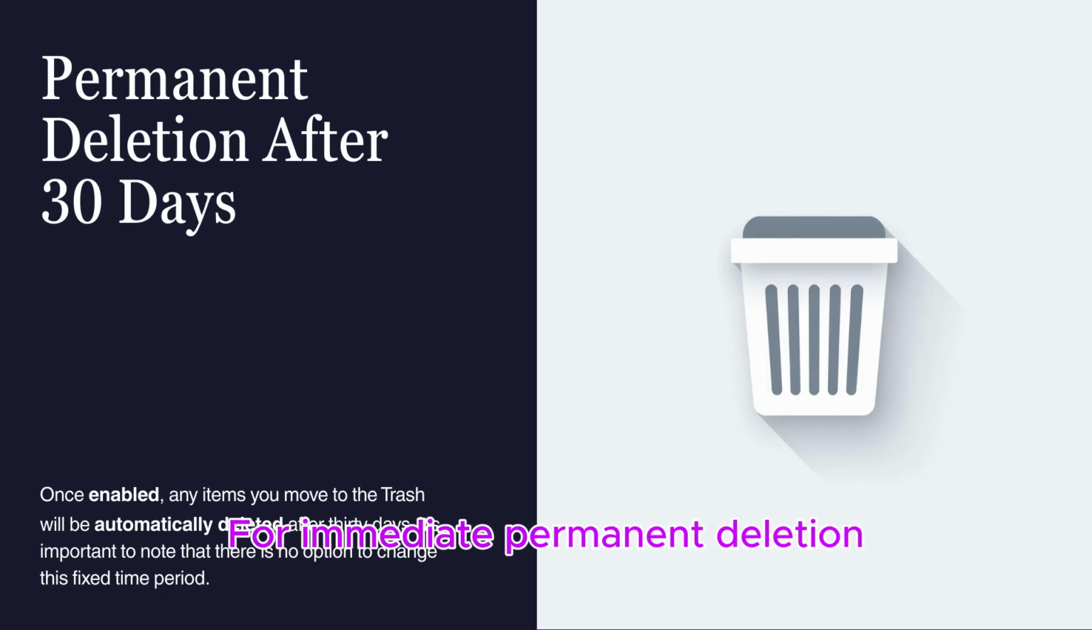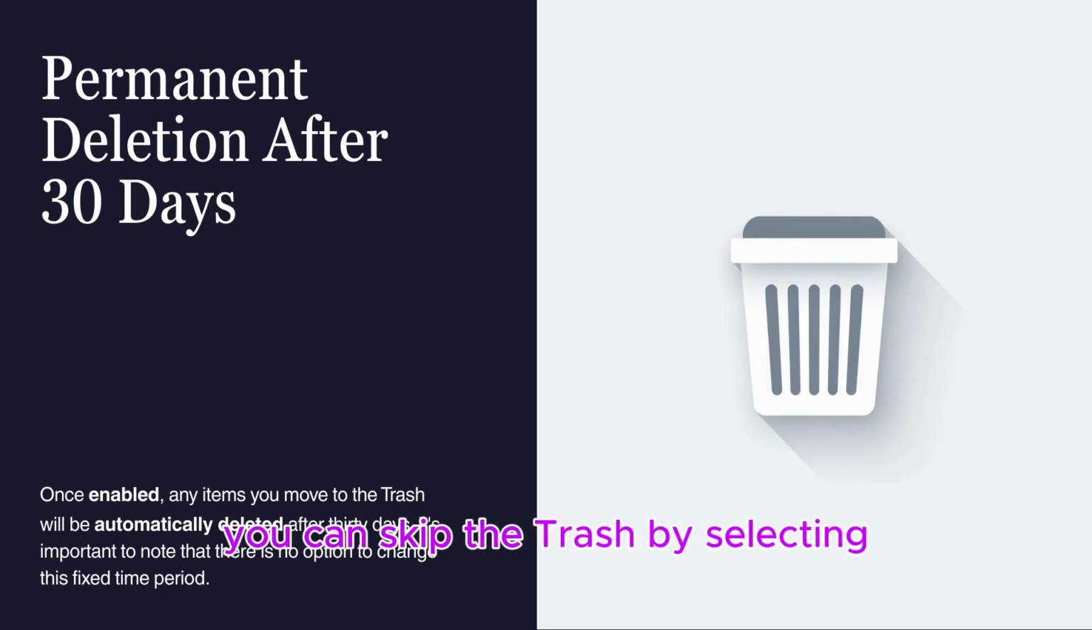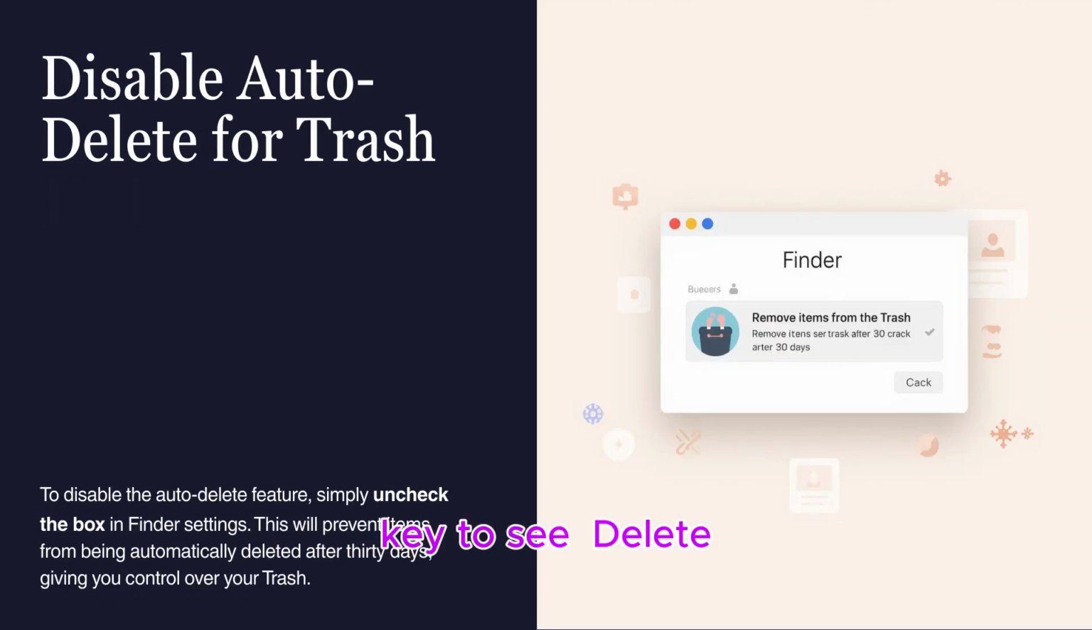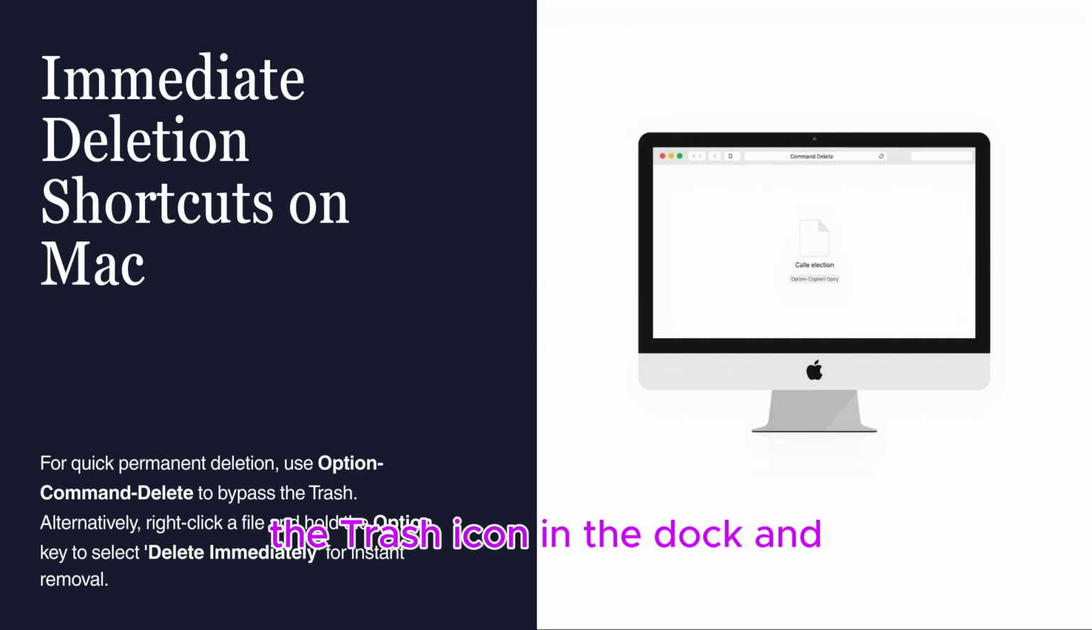For immediate permanent deletion, you can skip the trash by selecting a file and pressing Option Command Delete, or right-click and hold the Option key to see Delete immediately. Remember to empty the trash manually anytime by right-clicking the trash icon in the dock and selecting Empty Trash.